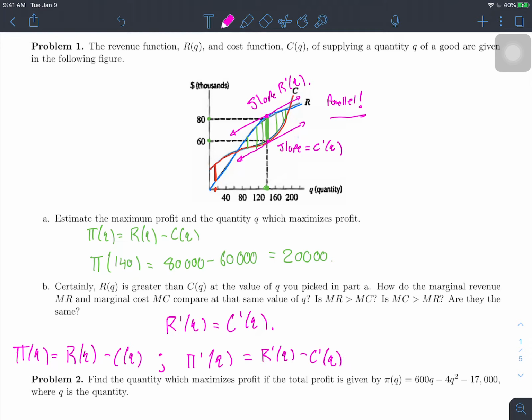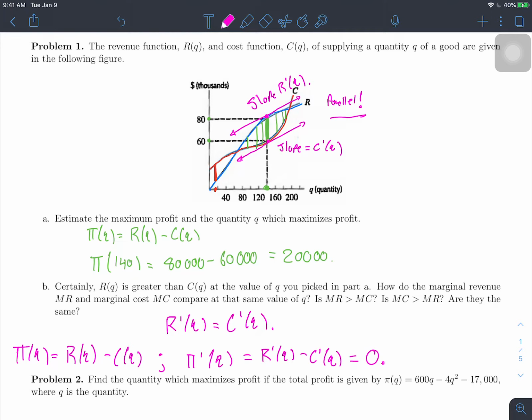Okay. So, what's going on here? R prime of Q is equal to C prime of Q. So, what's pi prime of Q going to be? Yeah, 0. If we have two numbers that are equal to each other and we subtract them, like 7 minus 7 or 10 minus 10, we get 0. So this is going to be 0. So at least we know that at that point, Q, you have a candidate for a max.